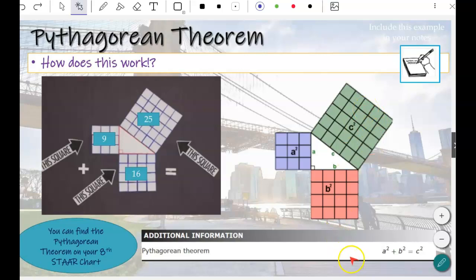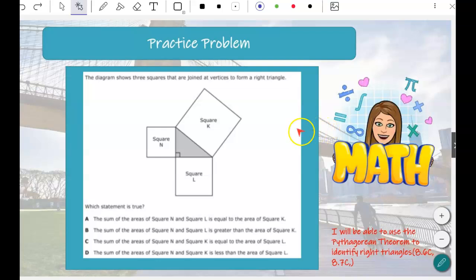So here is the theorem. It is on your reference chart. A squared plus b squared is equal to c squared, Pythagorean theorem for right triangles. So let's try a couple of practice problems. It says the diagram shows 3 squares that are joined at vertices to form a right triangle. Okay, so they're talking about this square, and this square. And here's our right triangle. Which statement is true?